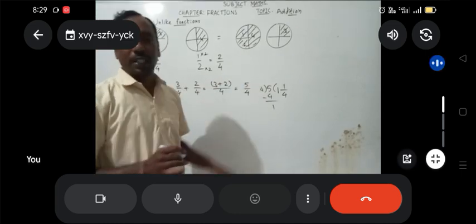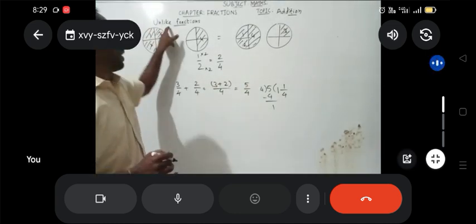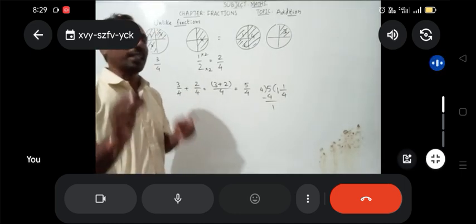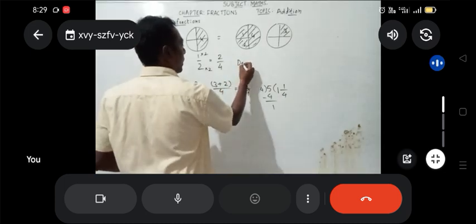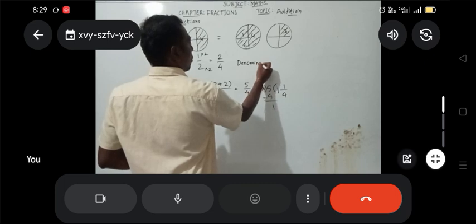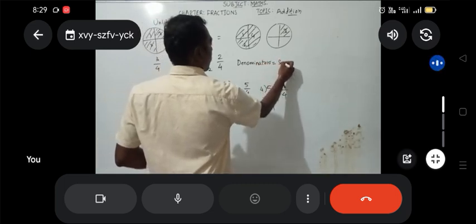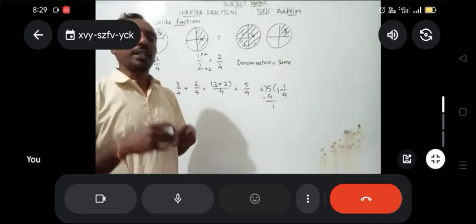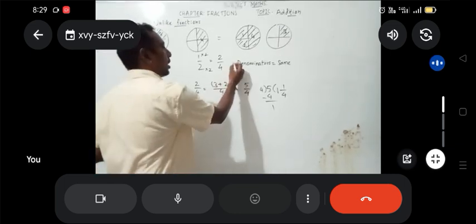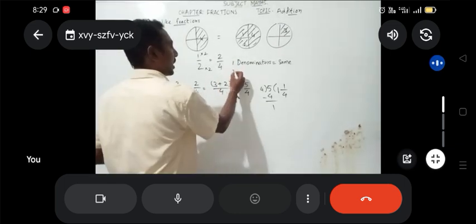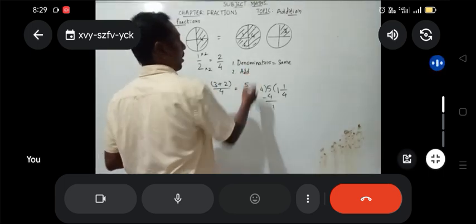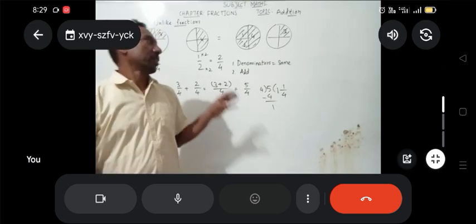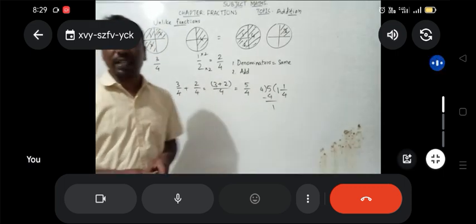Now I think you have understood. When you get unlike fractions, the first thing you have to do is make the denominators the same. That is very important. That is the first step. Then you add the like fractions. The second step is to add them. As you do addition of like fractions, the same things will follow. This is the addition of unlike fractions.